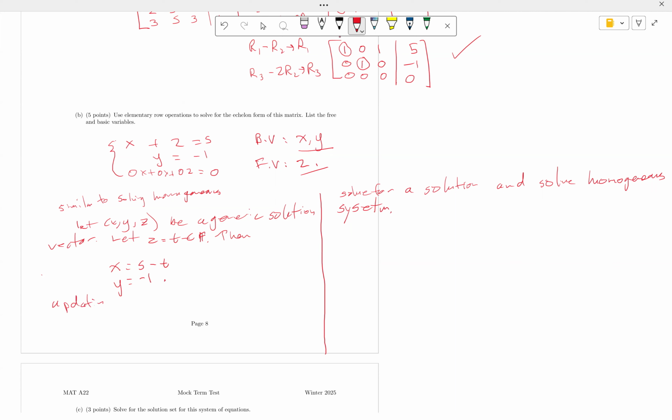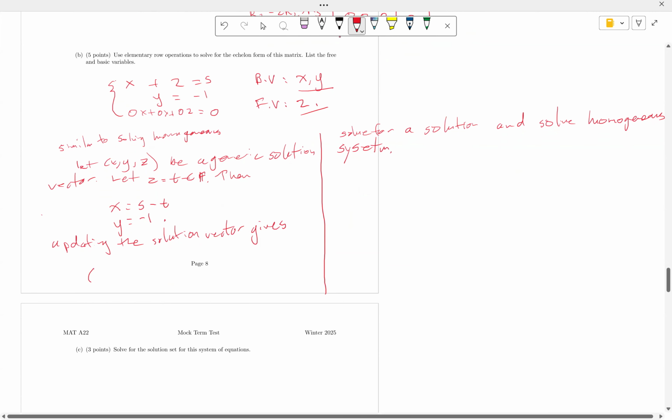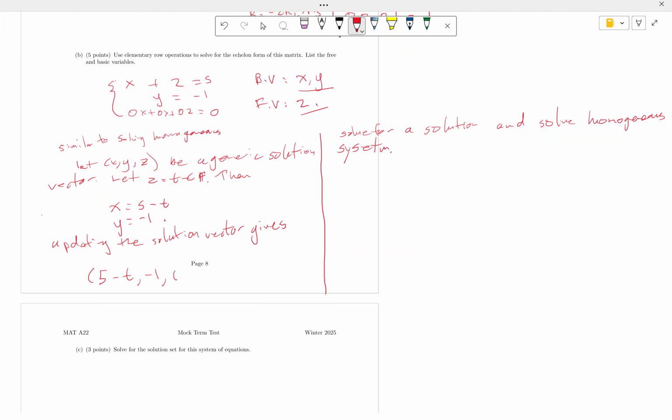Updating the solution vector gives 5 minus t, -1, t, which equals 5, -1, 0 plus -t, 0, t, which equals 5, -1, 0 plus t times -1, 0, 1.